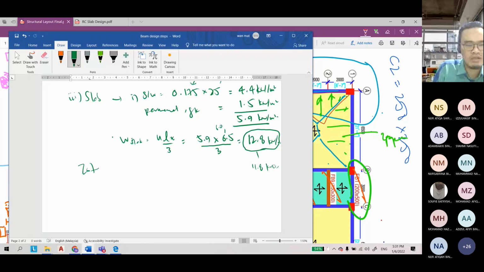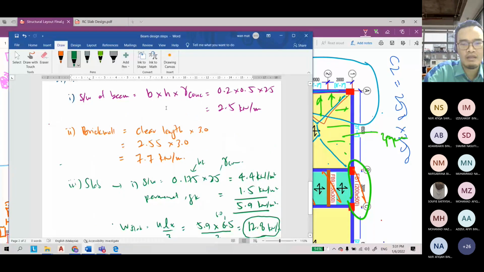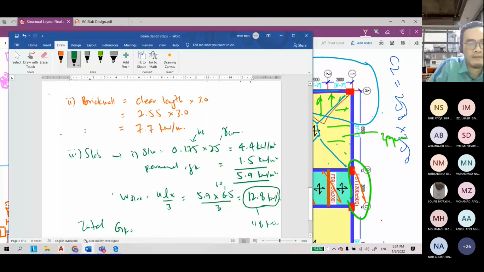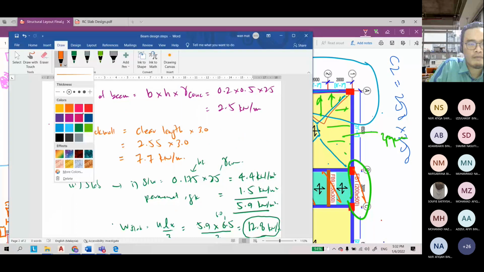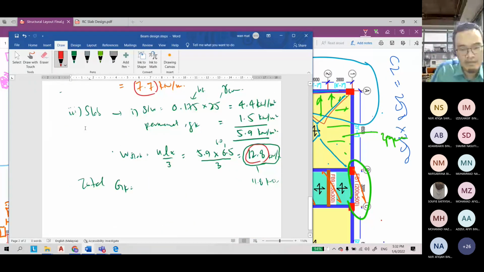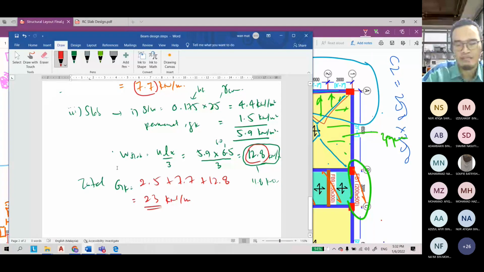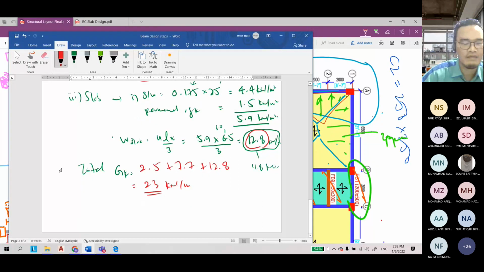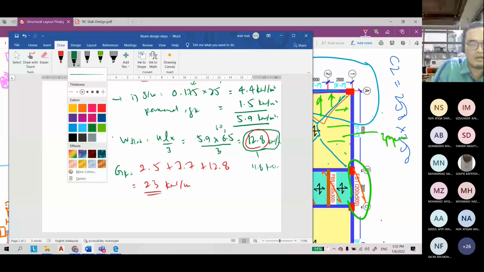So the total GK is equal to this one. Self weight 2.5 here, and then 7.7 the brick wall, and then this from the slab. So 2.5 plus 7.7 plus 12.8. What is the value? 23 kilonewton per meter. So this is my unfactored, and unfactored means serviceability limit state.